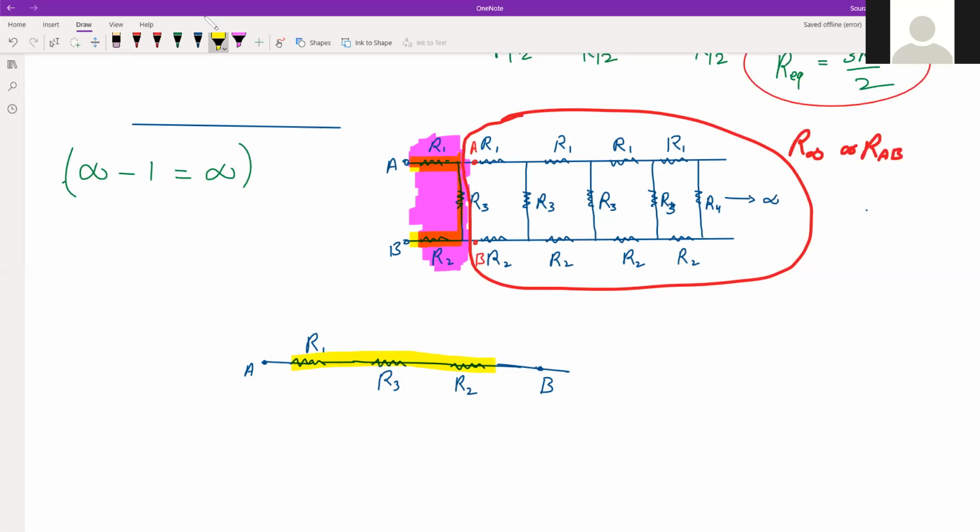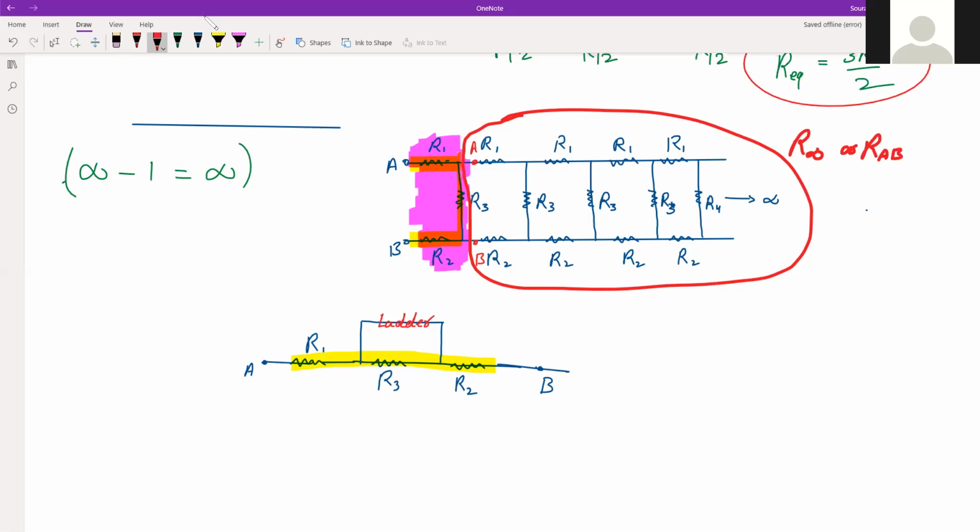Now to the R3, if you see, this is the ladder. I won't write just a bracket thing like that, but I'll say that this is actually our infinite ladder, and we have to find that.